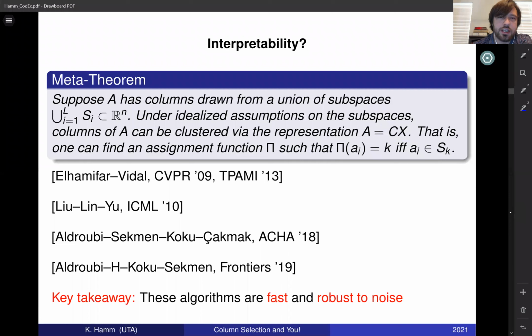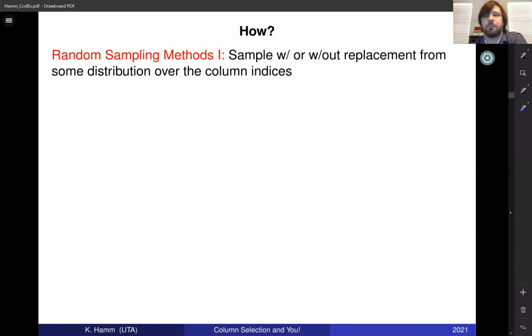Okay, and the takeaway is that in this setting, you can also do this by the SVD, but the algorithms in these works are faster and actually more robust to noise. Okay, so I won't go too deeply into this, but I want to tell you some of the ways that people actually select these columns.